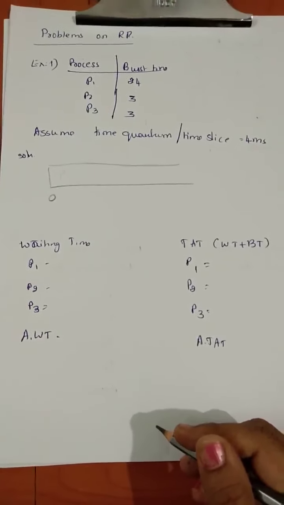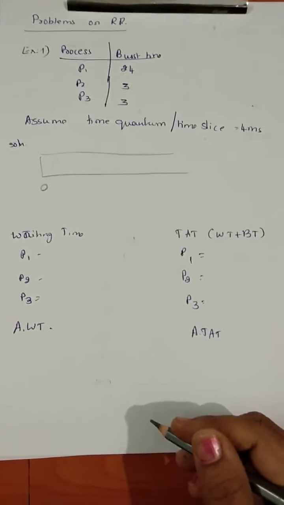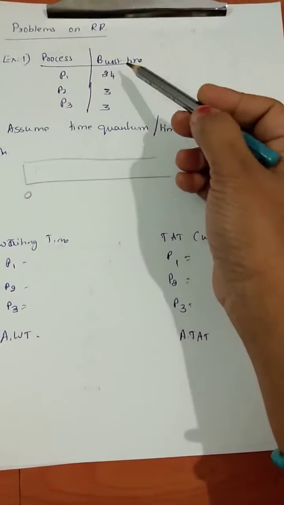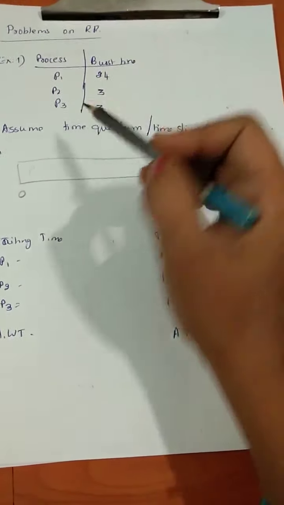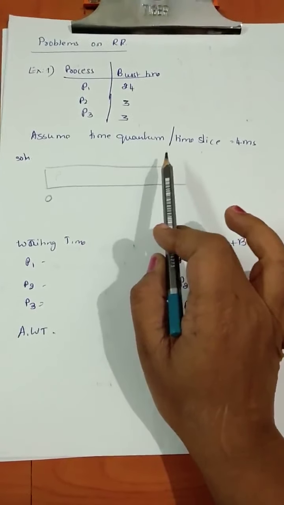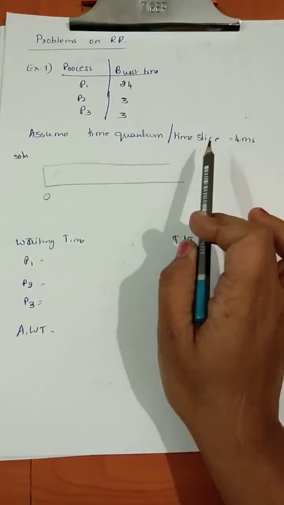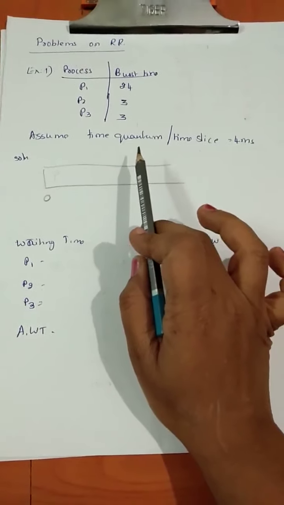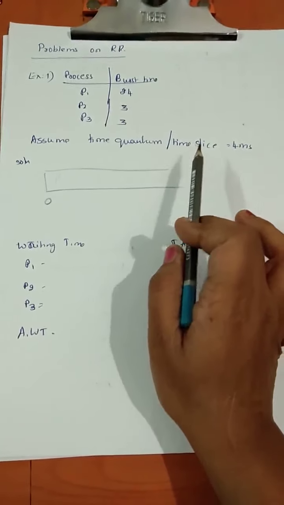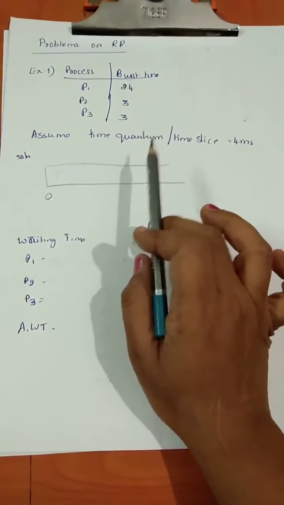So let us take an example on round robin and see how this algorithm works. So I have three processes and a burst time given for each of the processes, and here in round robin a time quantum or a time slice will be given. So here I have taken 4 millisecond as the time quantum or time slice. So based on this time slice, processes will be executed.